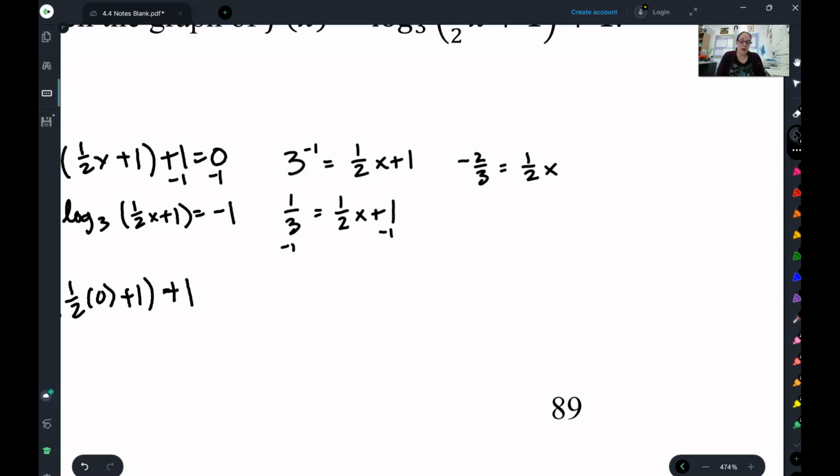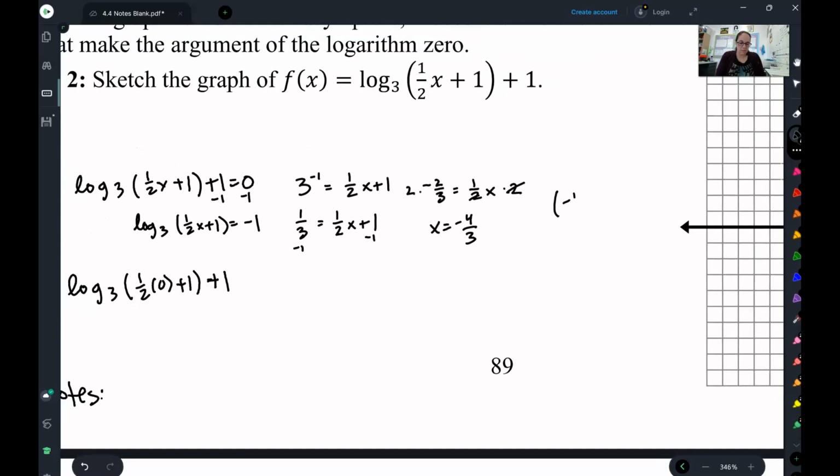Now we can either divide by 1/2 or we can times by 2. They both will cancel out. So 2 times negative 2/3 is negative 4/3. So our x-intercept is going to be at negative 4/3.